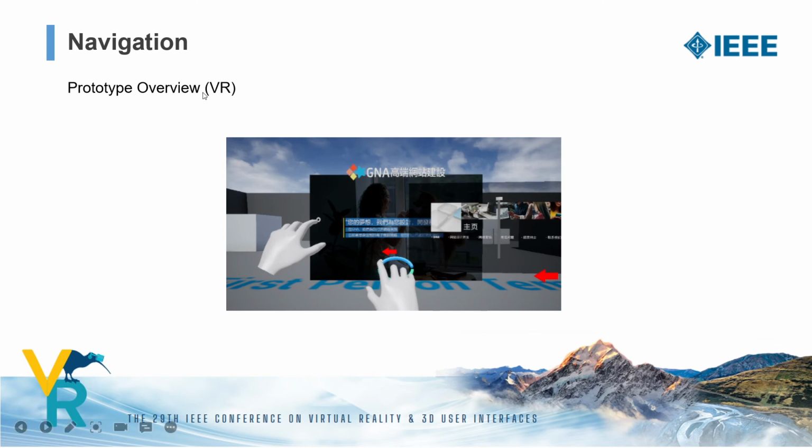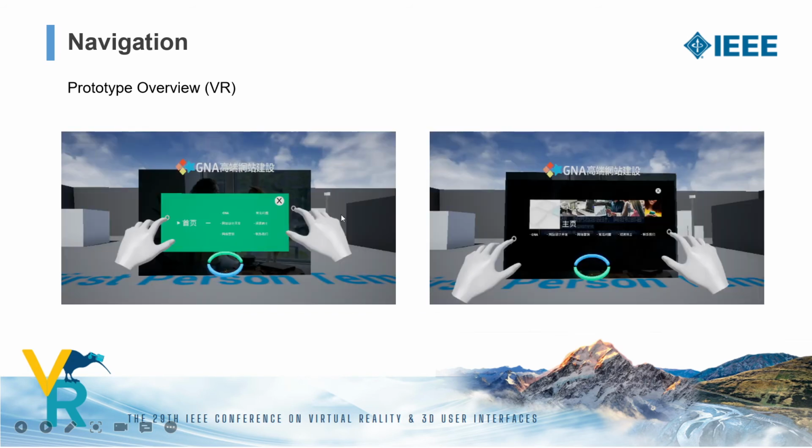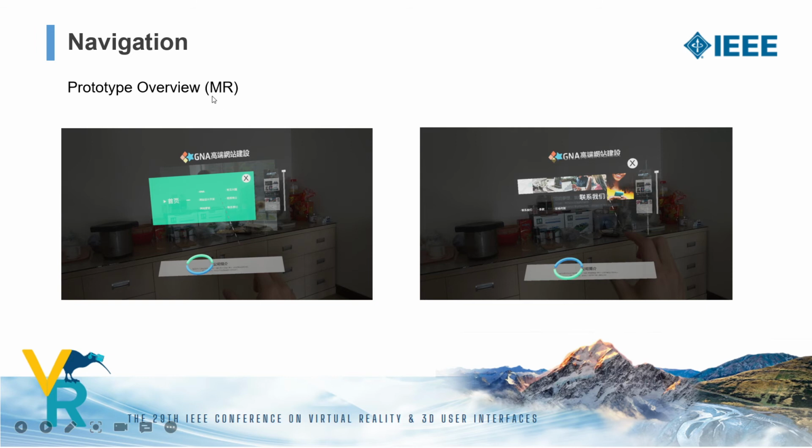And then there will be the prototype overview under the VR, as you see how to rotate it and then transfer it. And then there will be the location panel and the menu panel. It's also the same effect by the HoloLens in here.